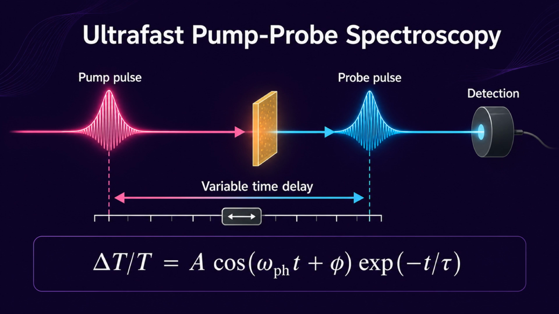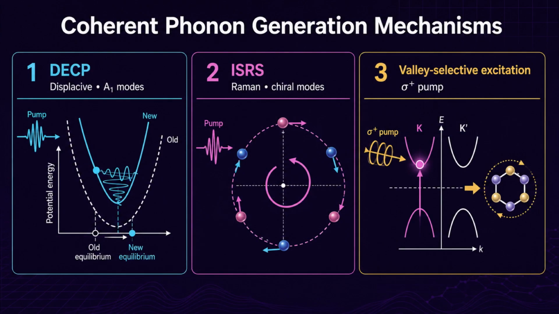Delta T over T equals amplitude times cosine of omega ph times t plus phase, multiplied by an exponential decay with time constant tau. This directly measures phonon frequency and dephasing time. Coherent phonons are generated through several mechanisms. Displacive excitation, or DECP, creates a sudden change in equilibrium lattice position, producing symmetric A1 modes.